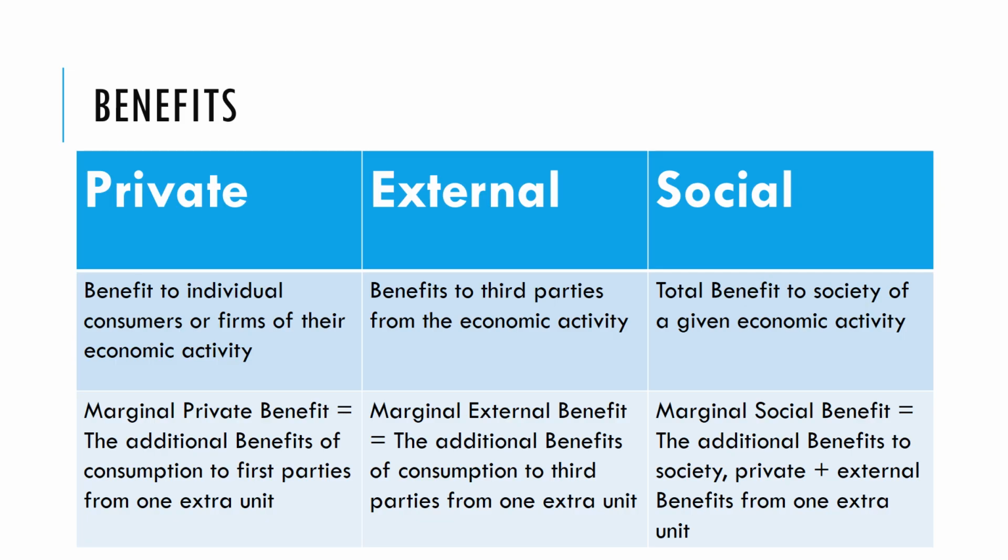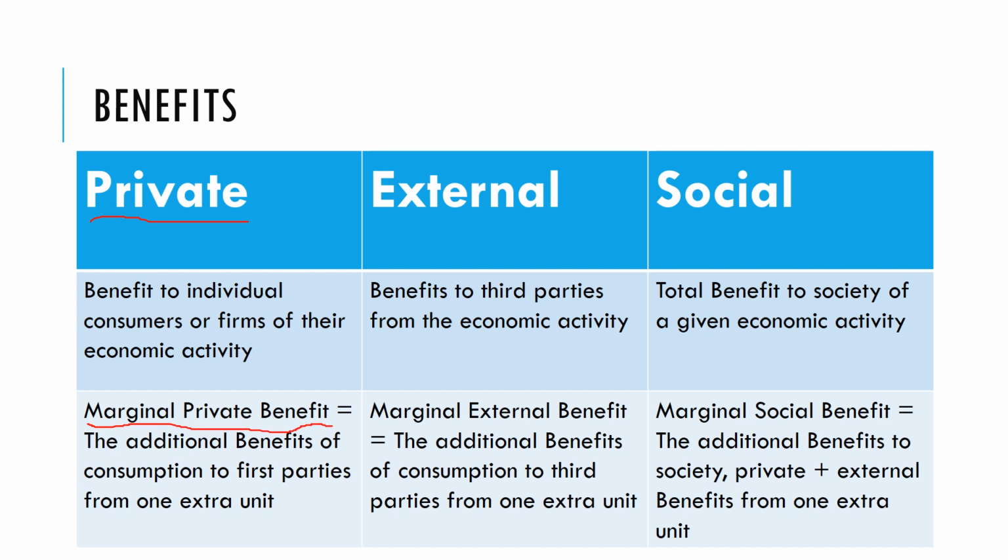So we're going to be thinking about benefits in our analysis. We're going to be thinking about three categories of benefits. The first one is the private benefits. And these are the benefits that go to the individual consumers or the firms who are undertaking the economic activity, to the buyers or the sellers. And in particular, we're going to be referring to the marginal private benefit.